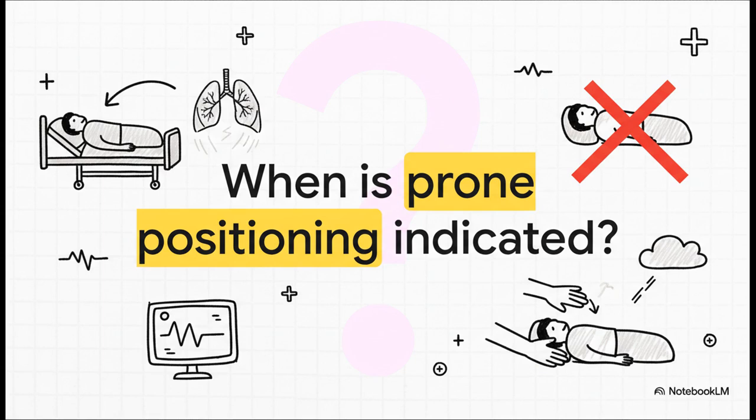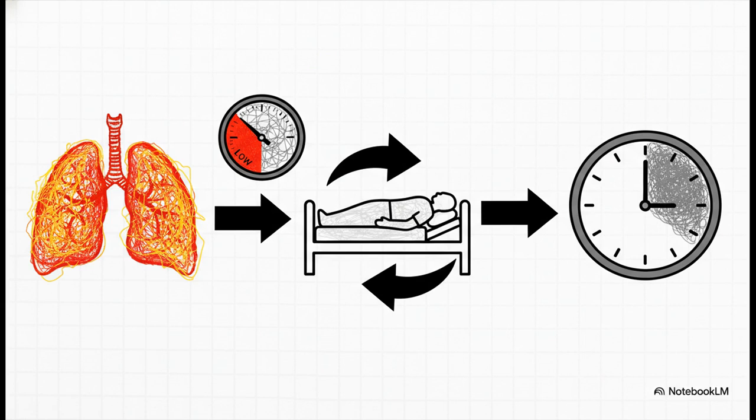So a major intervention you'll see in the ICU is proning, flipping the patient onto their stomach. It can literally be life-saving, but it's not for everybody. So when exactly do you do it? The evidence on this is crystal clear. Prone positioning has a mortality benefit, but specifically in patients with severe ARDS. We define that as a PF ratio of less than 150.